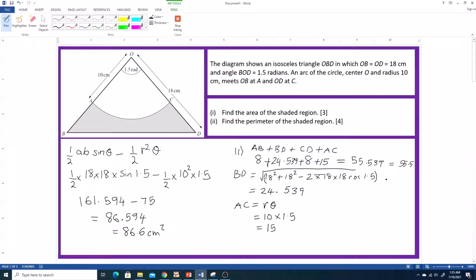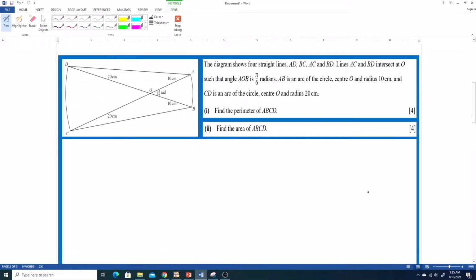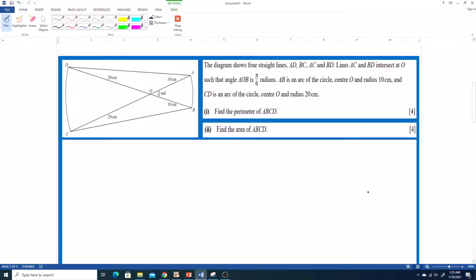Great, that's the first question. Now we move to the second one. The second question reads, the diagram shows four straight lines AD, BC, AC, and BD. AC and BD intersect at O, such that angle AOB is pi over 6 radians. AB is an arc of a circle, center O, and radius 10 centimeters. And CD is an arc of a circle, center O, radius 20 centimeters.